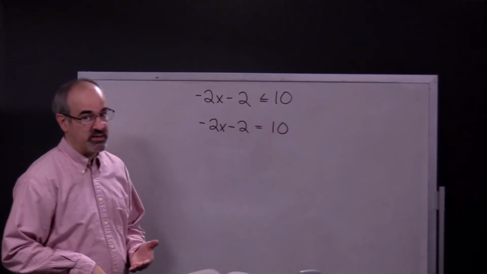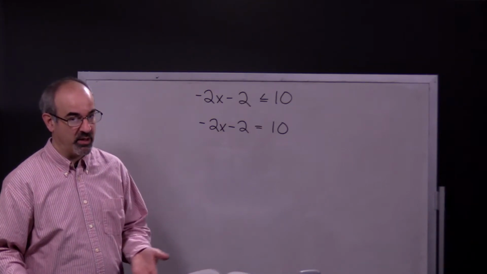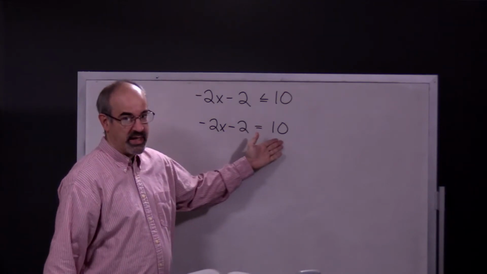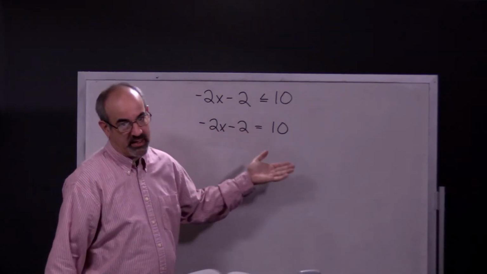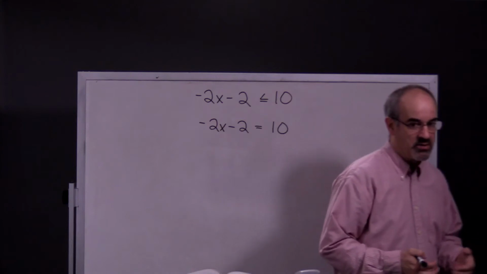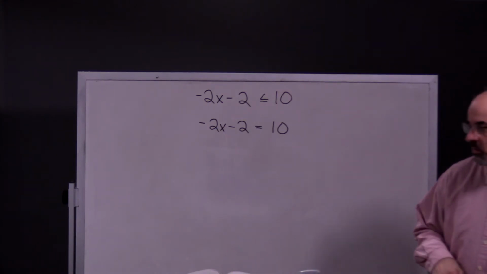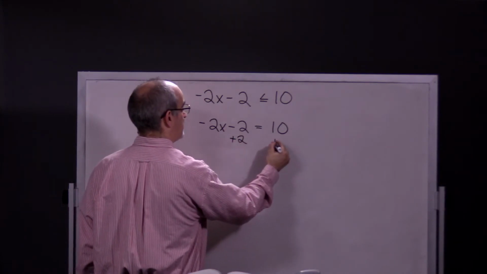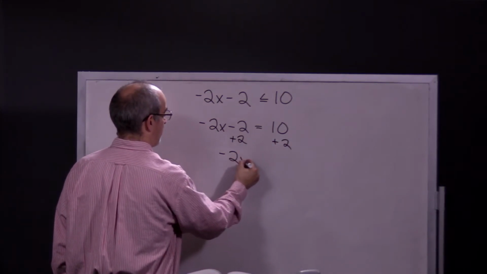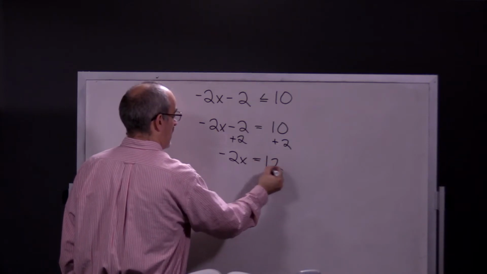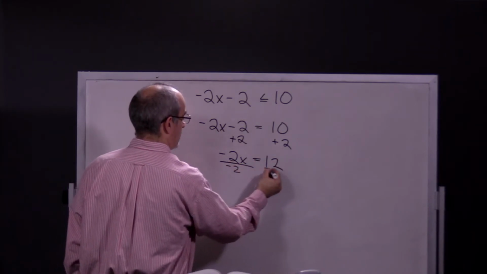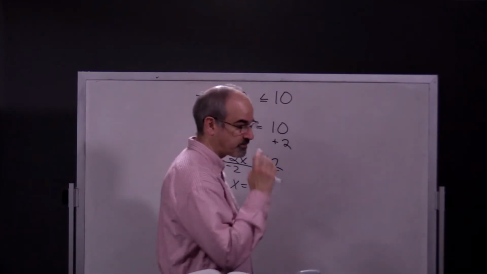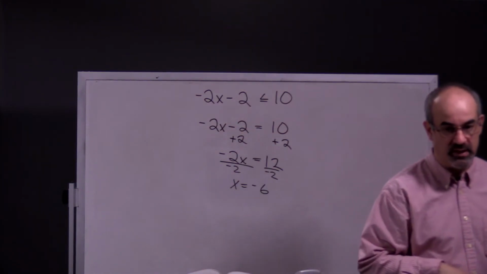Now when you have an equation, it doesn't matter if you divide or multiply by a negative number. If this is really equal to that, then multiplying or dividing by a negative number on both sides, each side will still be equal. So I'm going to add 2 to each side, then divide by negative 2. You get x equals negative 6. Okay, this is called our critical value.